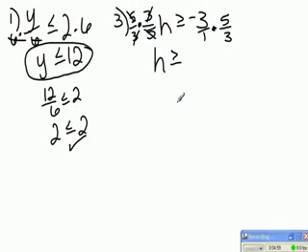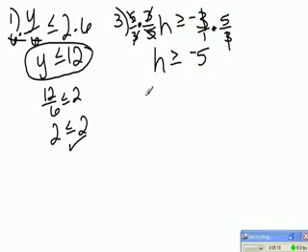And you get h is greater than or equal to... The 3's you could go ahead and cancel, and you get negative times 5, which is just negative 5. And even though there was a negative involved, I didn't multiply or divide by a negative number, so my sign is not flipping, it's staying just like that.